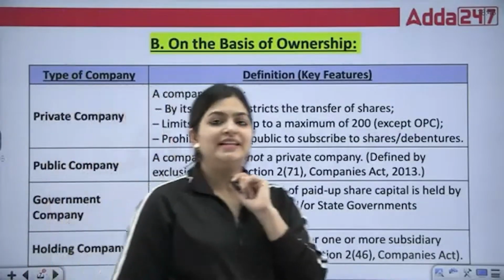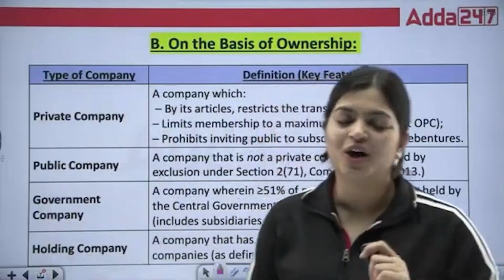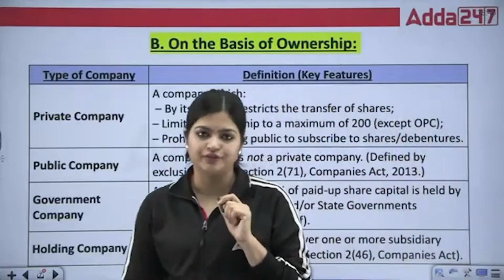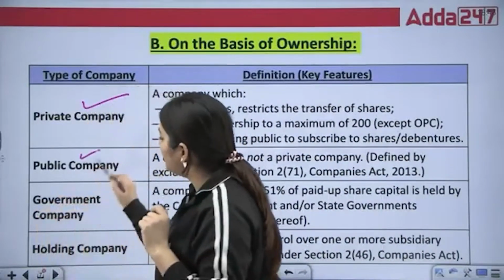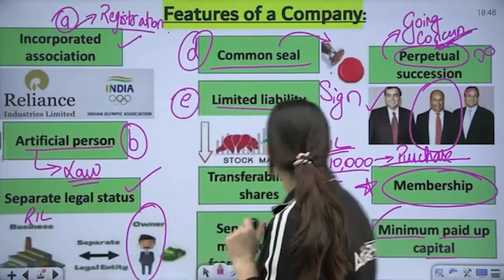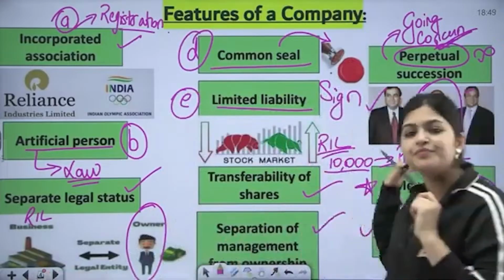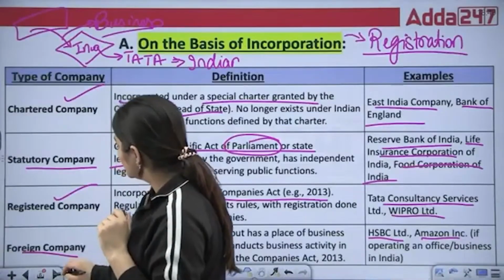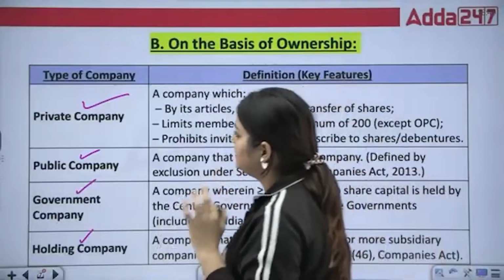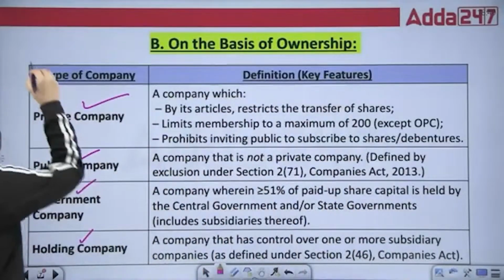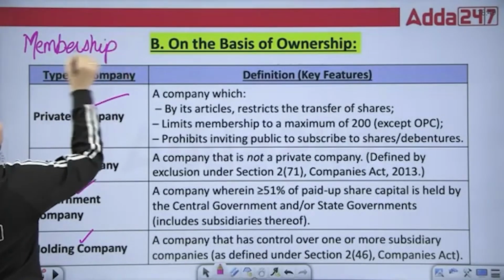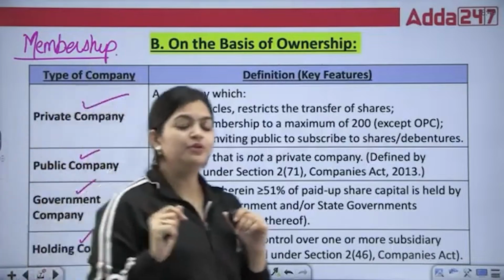Now, coming to the next type of your companies, that is based on ownership. Now, based on ownership, again we have 4 types of companies. Number 1, private company, public, government and holding company. Remember I told you that this membership point I will cover in our further slides. So now we are going to talk about that membership. Now, first, let's talk about what is this private company and public company. But before that, let's talk about private company.